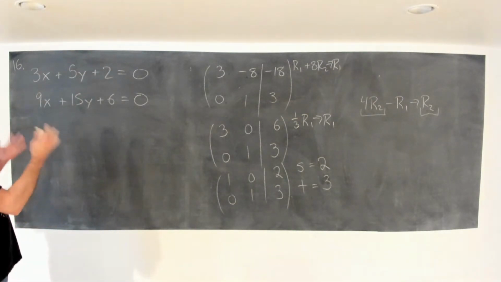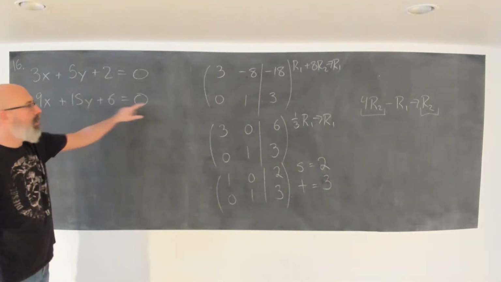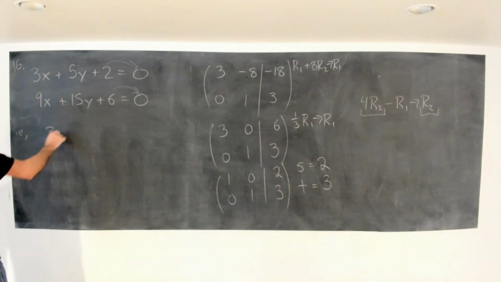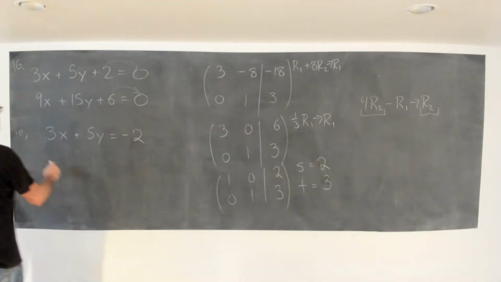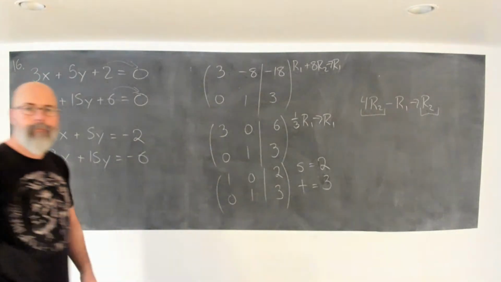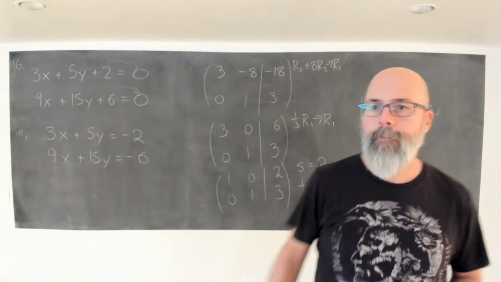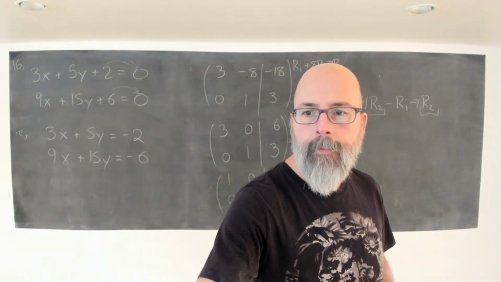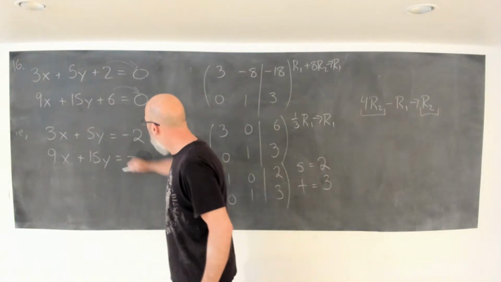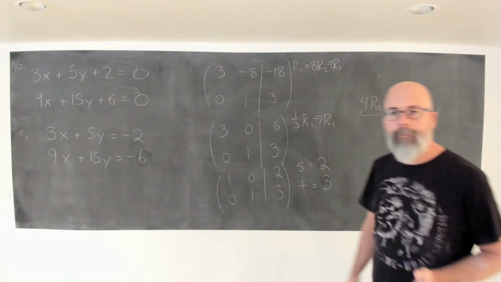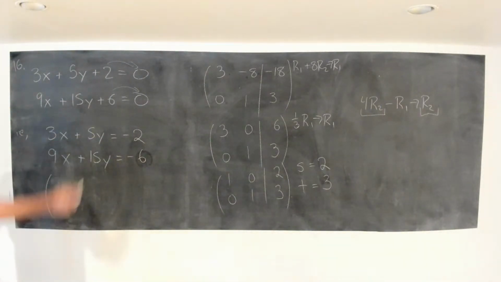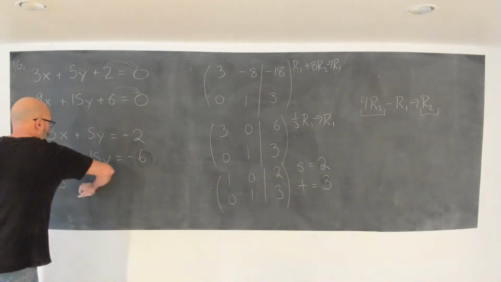All right, so first of all, let's rewrite this appropriately by bringing the 2 and the 6 to the other side. Right, so in other words, we have 3x plus 5y is equal to minus 2, and 9x plus 15y is equal to minus 6. We're bringing the constants to the other side. And now let's set up a matrix, where we will reserve the first column for the x's, second column for the y's, third column for the constants.